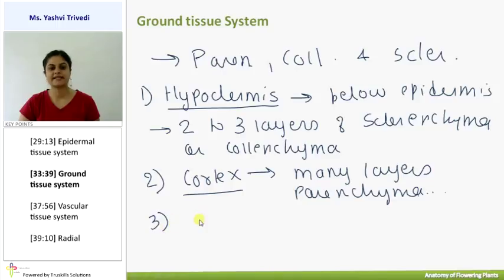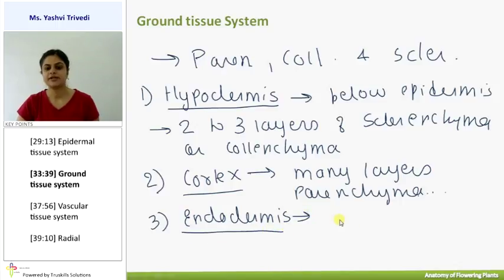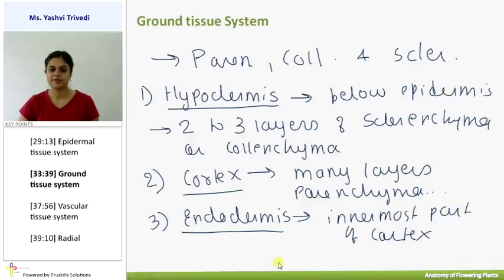Below cortex, or I can say the lowermost part of the cortex, is endodermis. Endodermis is the innermost part of cortex. Endodermis is again the same as epidermis. It is also a single layer, barrel shaped cells, parenchymatous, closely arranged without any intercellular space. The same description as epidermis. As epidermis is the outermost layer, endodermis is the innermost layer of cortex.